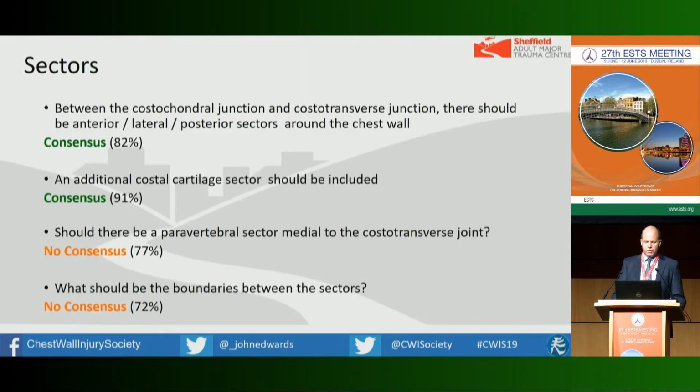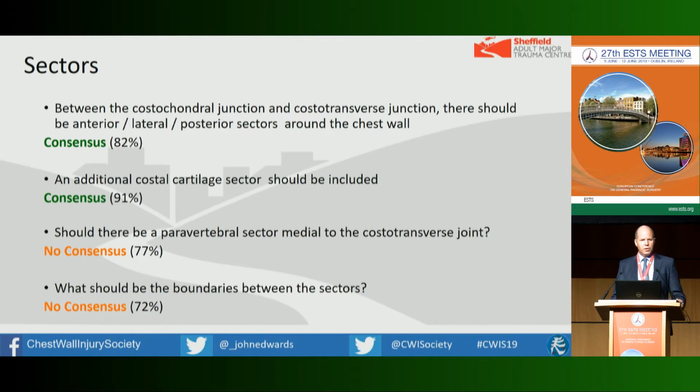When it came to defining the anatomic location of the fractures, we described these as sectors, and the consensus exercise suggested that there should be 3 different anatomical sectors, anterior, lateral, and posterior. We should additionally have a costal cartilage sector. We also discussed whether there should be a paravertebral sector, but we were not able to reach consensus on that, though you can see that there is a steer from a substantial majority of expert opinion.